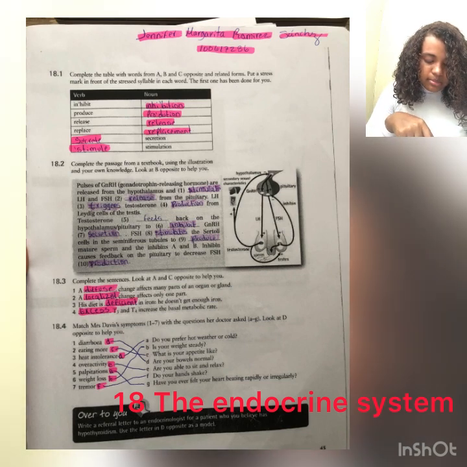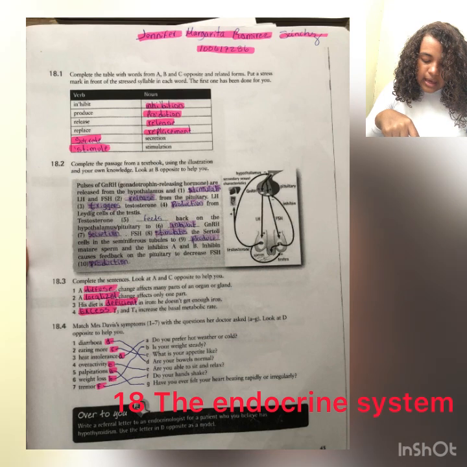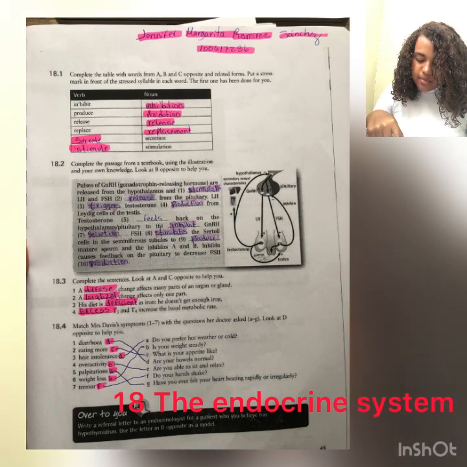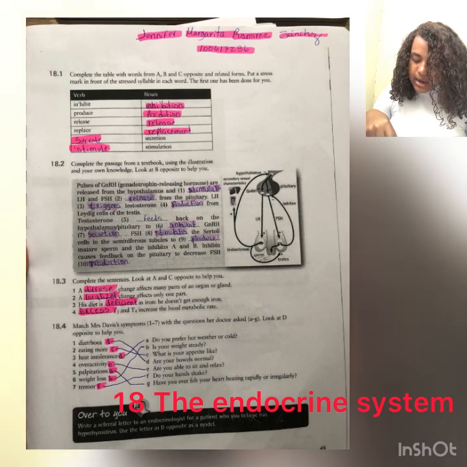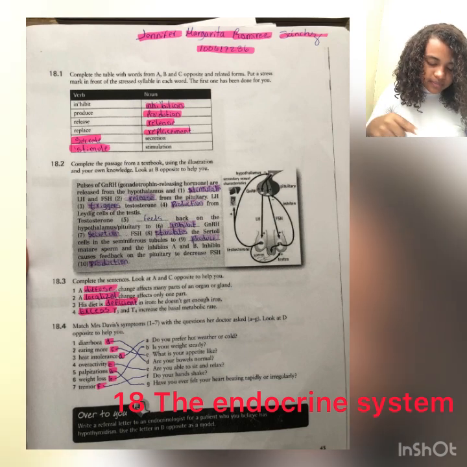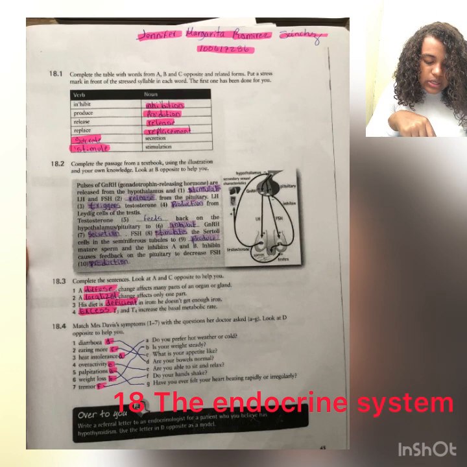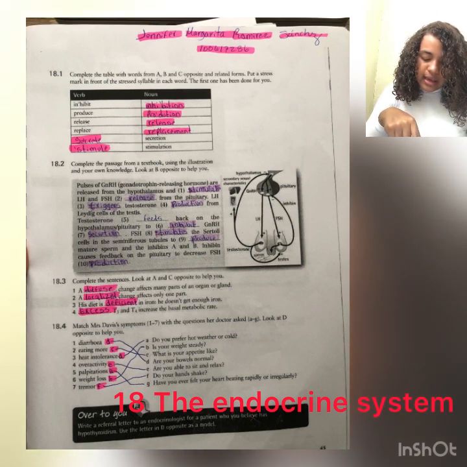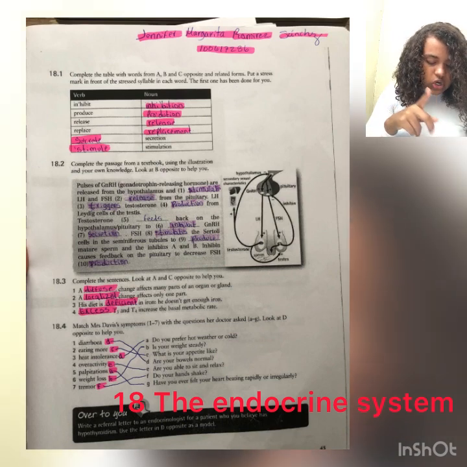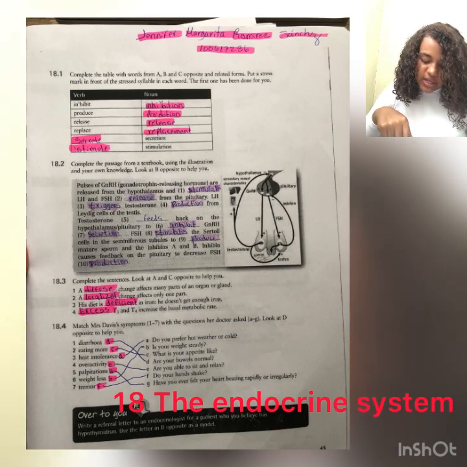Number 5. Palpitation. Have you ever felt your heart beating rapidly or irregularly? Number 6. Weight loss. Is your weight steady? Number 7. Tremor. Do your hands shake?